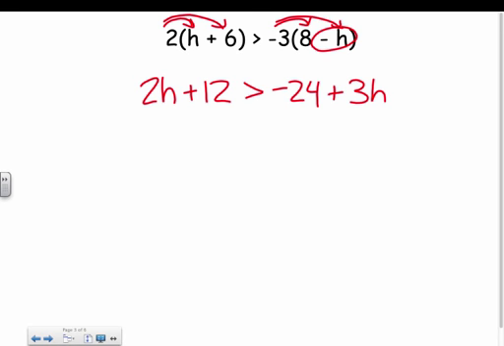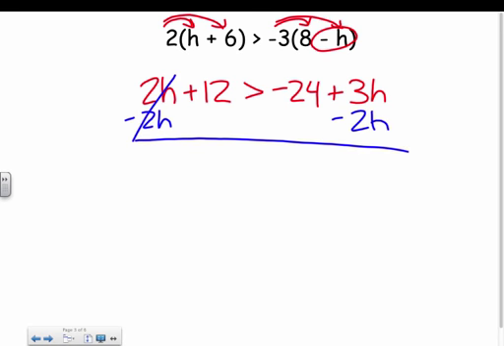Well, let's go ahead and get our variable to one side. So let's think about what h we want to move. I like to move the smaller h. So I'm going to move the 2h to get rid of it. I need a negative 2h or a minus 2h. Whatever I do to one side, do to the other. And I have to put it right below the other h term. So now let's simplify. The 2h's are gone here in the negative 2h. So I bring down my plus 12. Bring down my greater than sign.